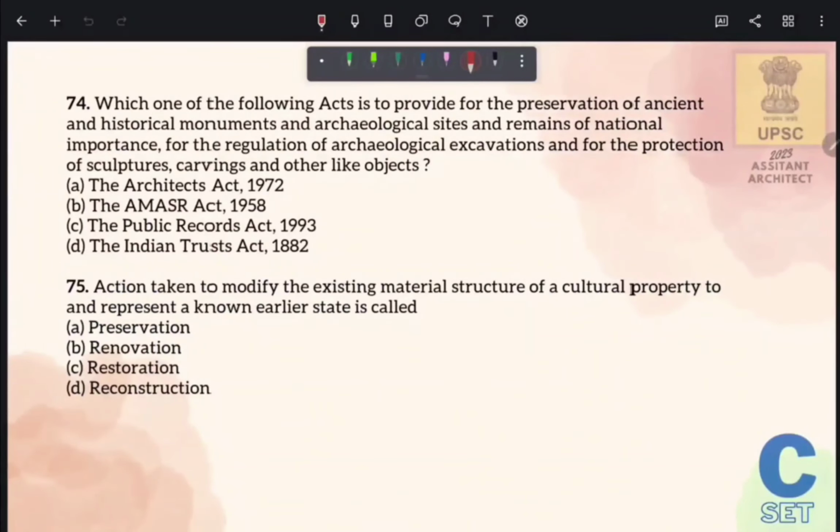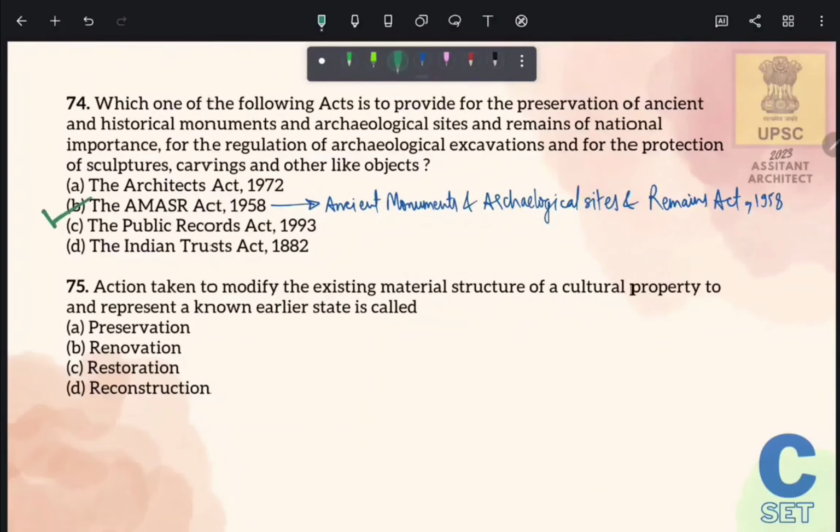Let's see next question. Which one of the following acts is to provide for the preservation of ancient and historical monuments and archaeological sites and remains of national importance, for the regulation of archaeological excavation and for the protection of sculptures, carving and other like objects? That act is AMASR Act 1958 and its full form is Ancient Monuments and Archaeological Sites and Remains Act 1958. Therefore, the correct answer of this question is option number B. Let's move to the next question.